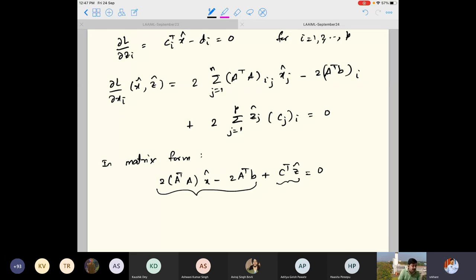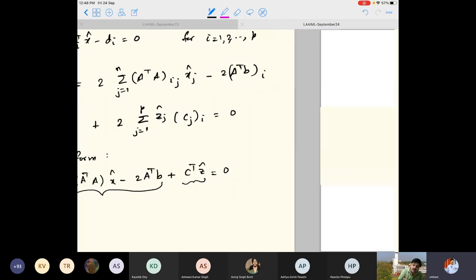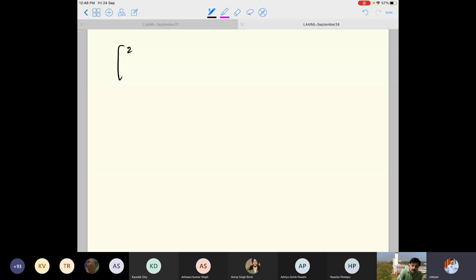So if I combine these equations together, so these and these, if these equations are combined together and all written in the matrix form, you see what I'll get. I'll get [2A transpose A, C transpose; C, 0] into [x hat; z hat] will be equal to [2A transpose b; d].